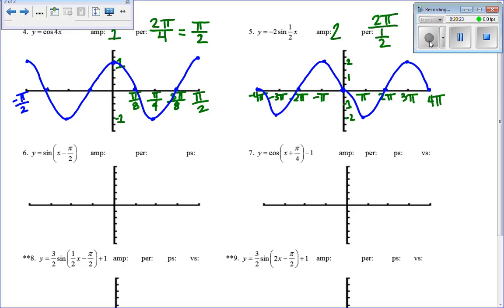All right, take a look at your graph. How'd it go? Pretty bad. After looking at it, how's it going? Better? Okay. All right, our amplitude was 2, so we went down 2 instead of up 2 because we have that reflection. Okay?